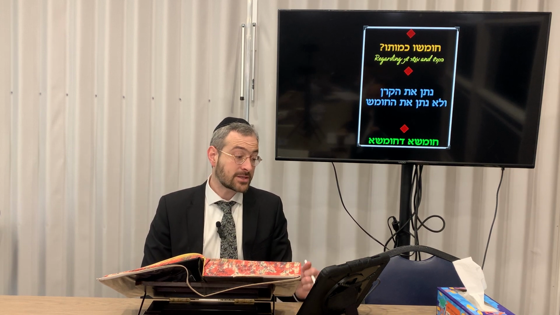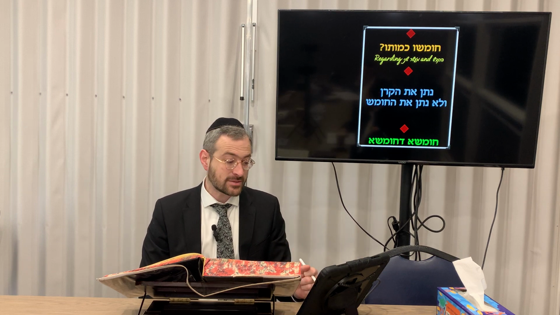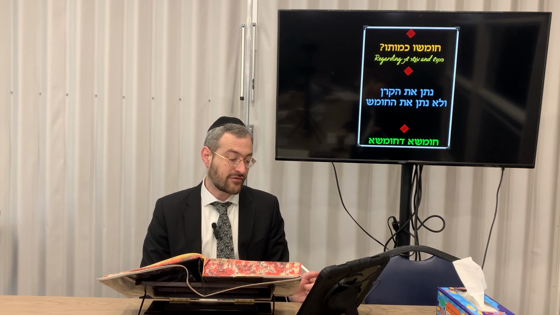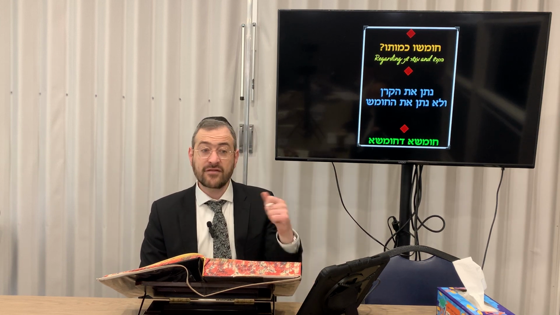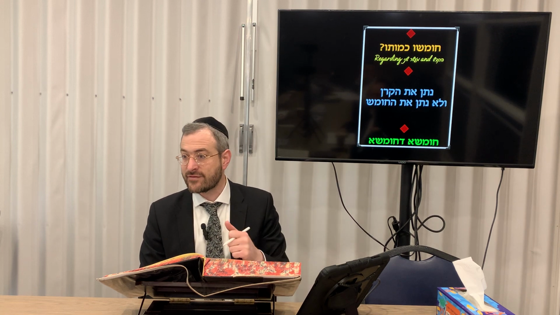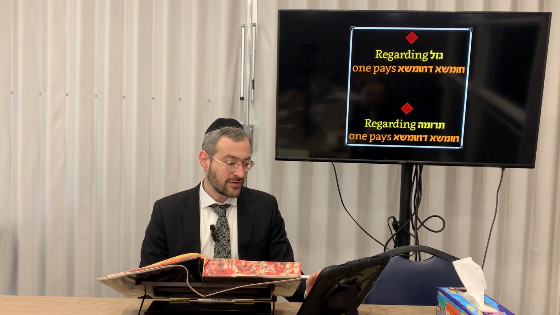Moreover, is chaimish kamaisai? Do we say regarding ma'aser and hekdesh that the chaimish has the same halacha as the principal itself? What happens with the halacha of nasan keren, lo nasan chaimish? You give the principal, you don't give the fifth. And also chumsha d'chumsha. Is there a fifth on the fifth? What happens if you go ahead and you now misappropriate the fifth? Would you say that the fifth will have the same halacha as that original fifth?